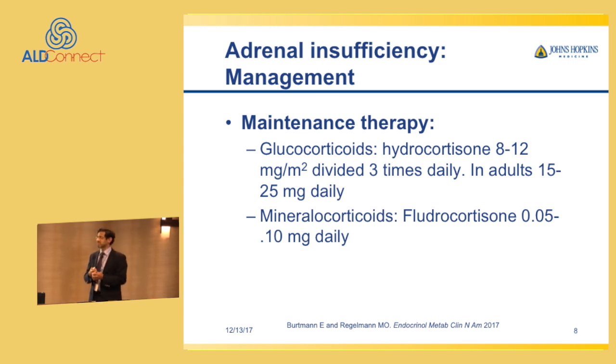Endocrinologists are relatively simple people. If there's a deficiency of a hormone, we simply provide replacement. And in the case of adrenal insufficiency, we give glucocorticoids, so that is essentially cortisol. Hydrocortisone is what's available, and that's actually what your body normally makes. And in adults, the dose usually is somewhere between 15 to 20 or 25 milligrams per day.